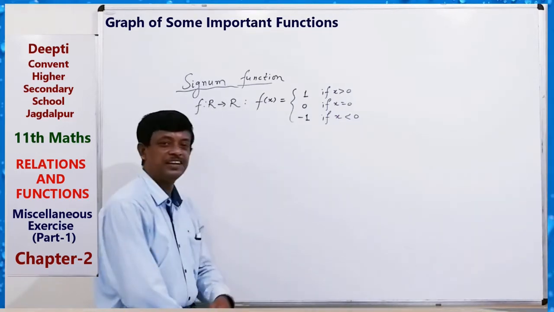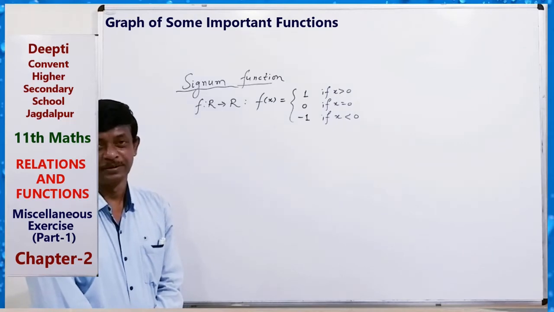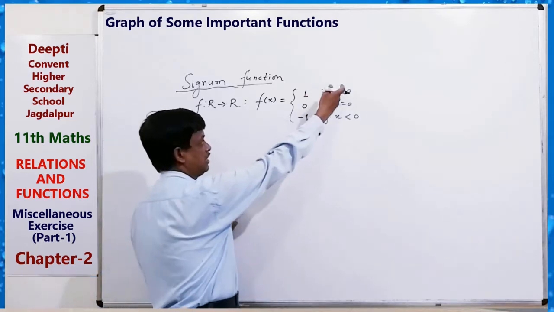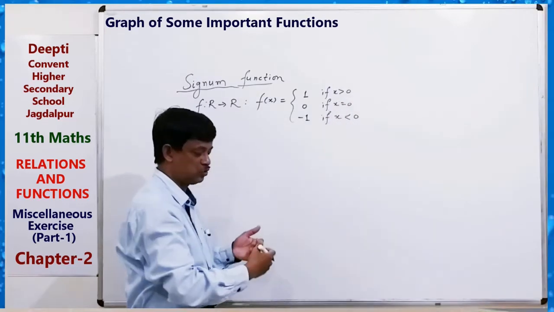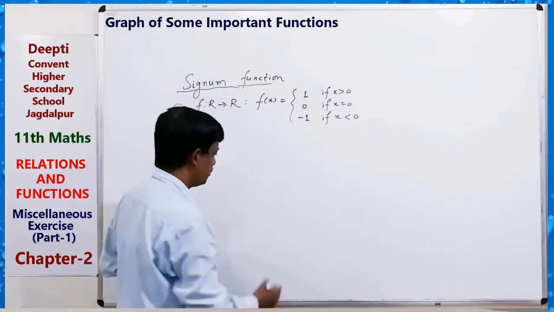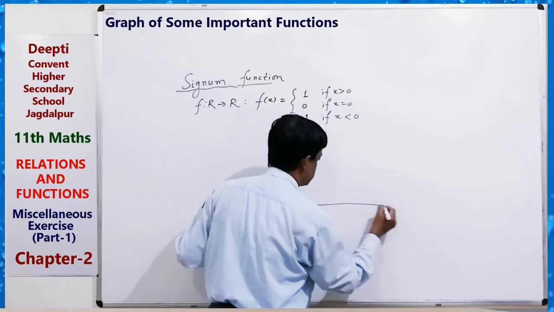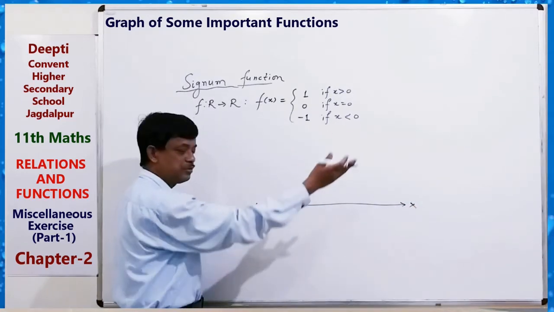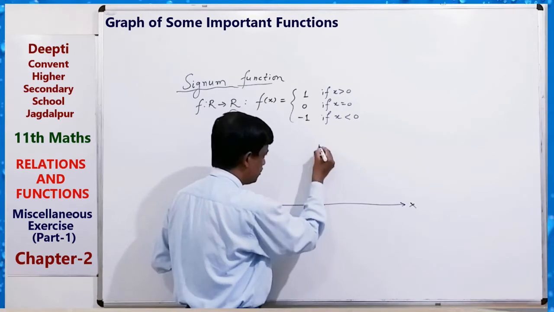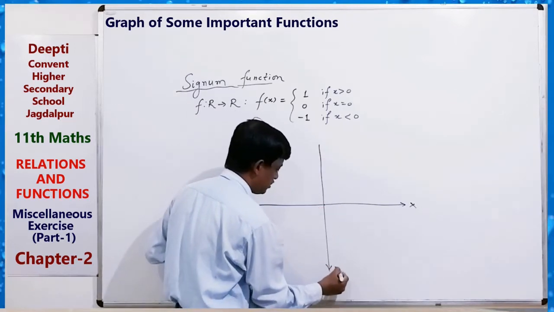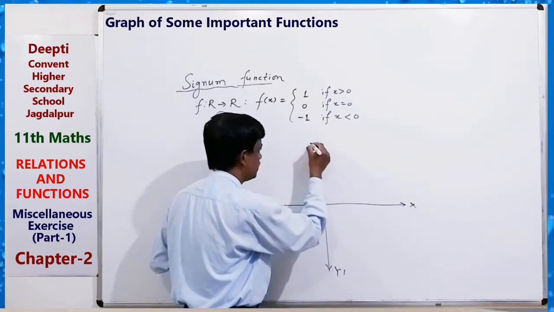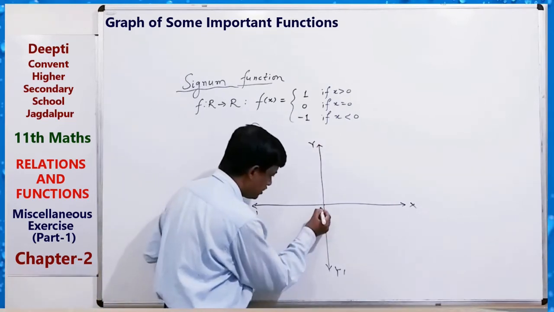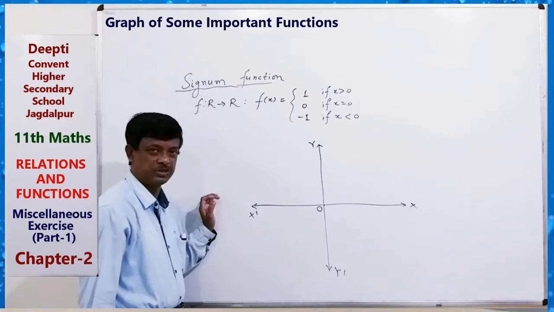This is the signum function. Its graph we can show. X greater than 0, x less than 0, x equal to 0, that is the total real number. So the total real number is this x axis, from minus infinity to plus infinity, that is 0. The vertical line is y dash, y. This is the 0 portion.